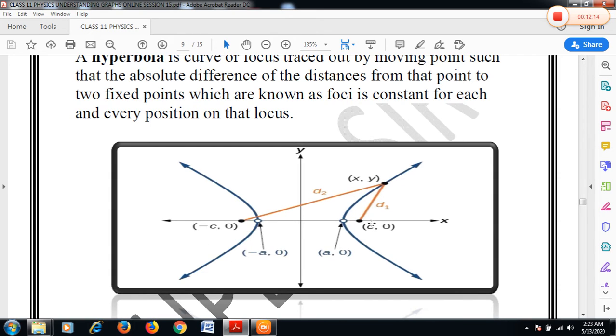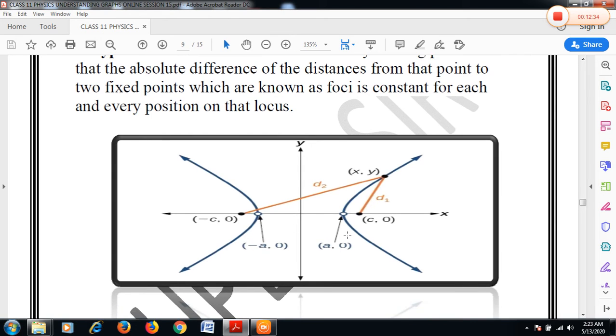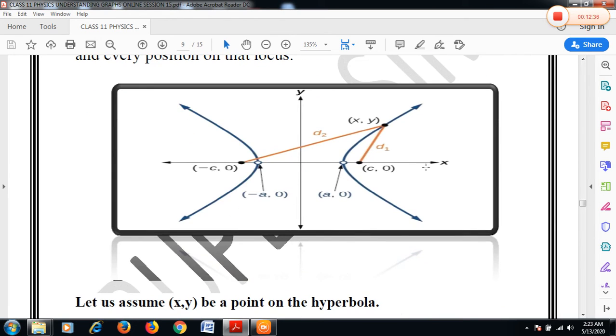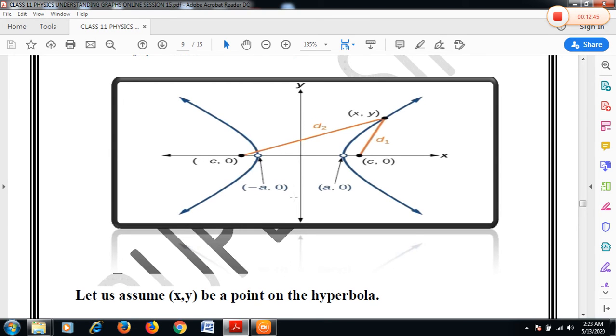Here minus c, 0 and c, 0 are the foci, and the modulus of the difference of the distances d2 and d1 will always be constant for each and every position of the point on that locus. And minus a, 0 and a, 0 are the vertices, and this x-axis is the transverse axis. And this is the conjugate axis, the y-axis over here. You should remember all these points. Please note it down in your copybook.